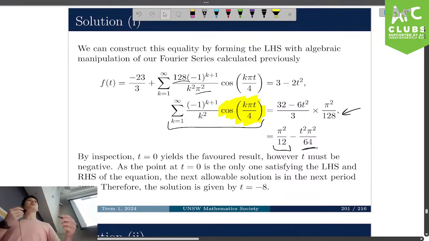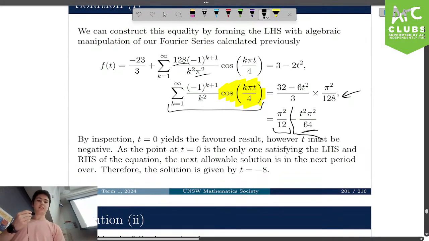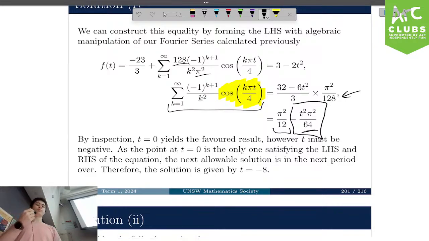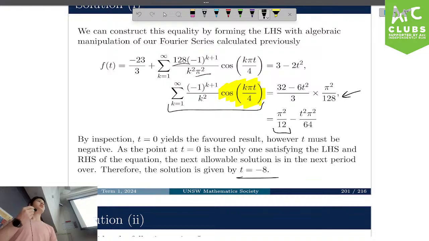So because we're dealing with Fourier series and we're dealing with a periodic function, don't let this little minus t squared pi squared on 64 fool you, because that is only a relative value depending on where you are inside a period. We can still rotate this for every 8, because 8 is our period. So we can take t equals minus 8 to solve this. Sound good?